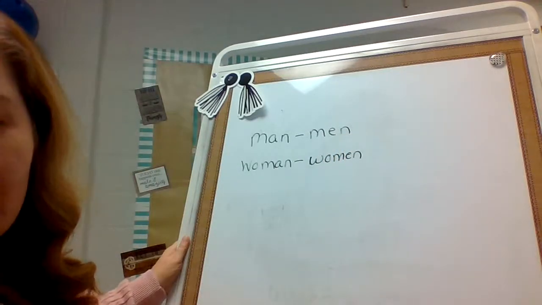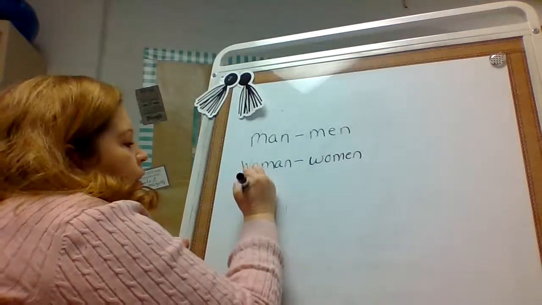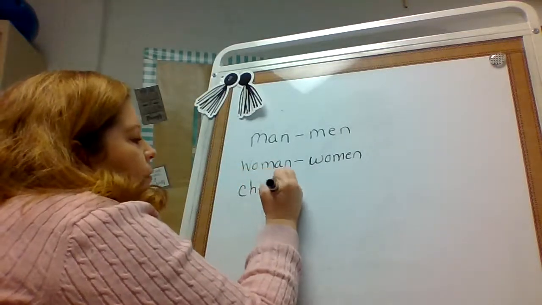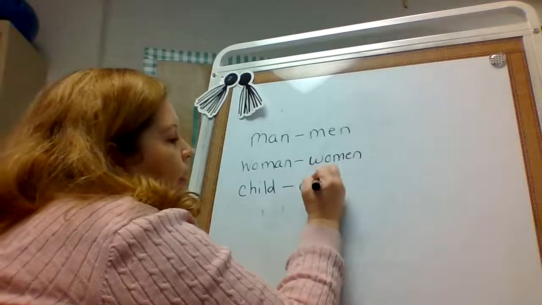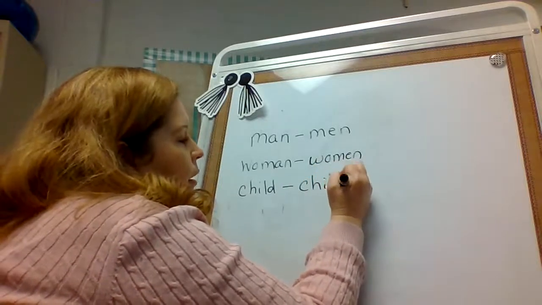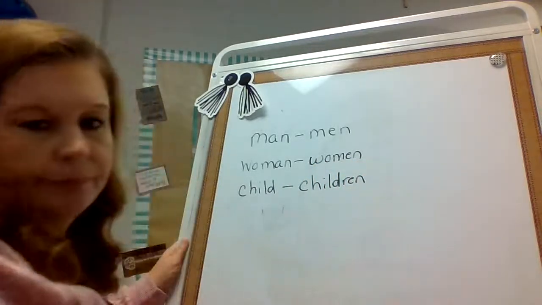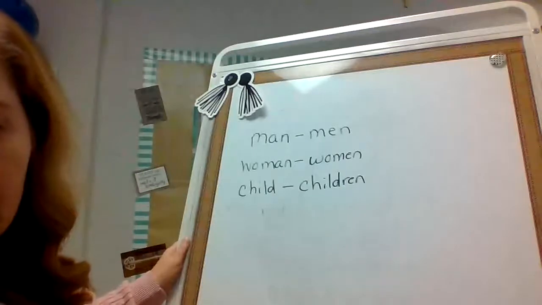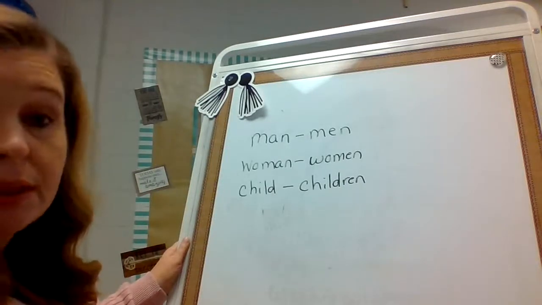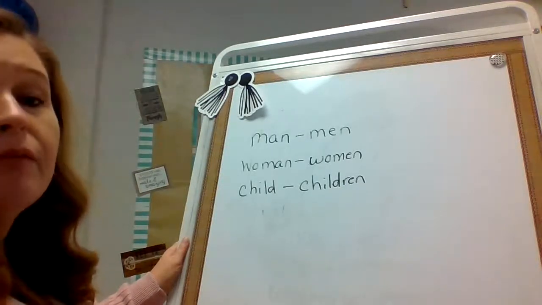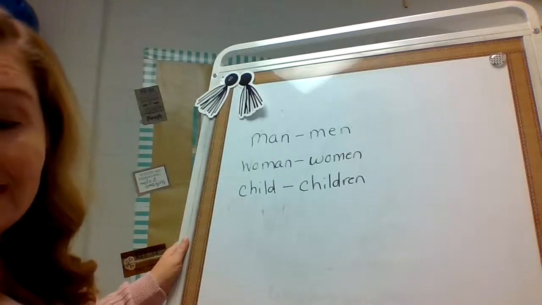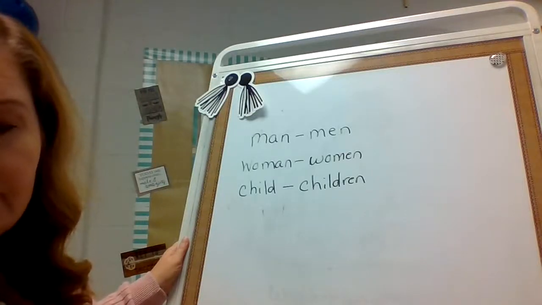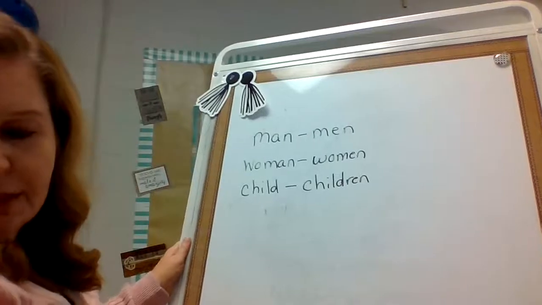Okay. If you have a child, that's one. If you have more than one, you have children. Okay. If you have a goose, that's one. If you have more than one, you have geese. All right.